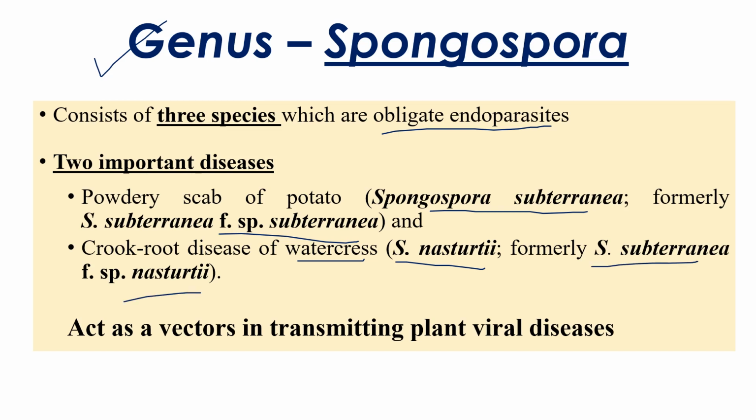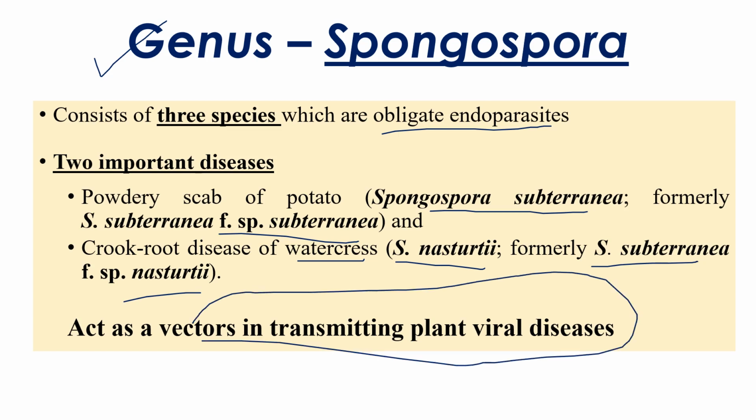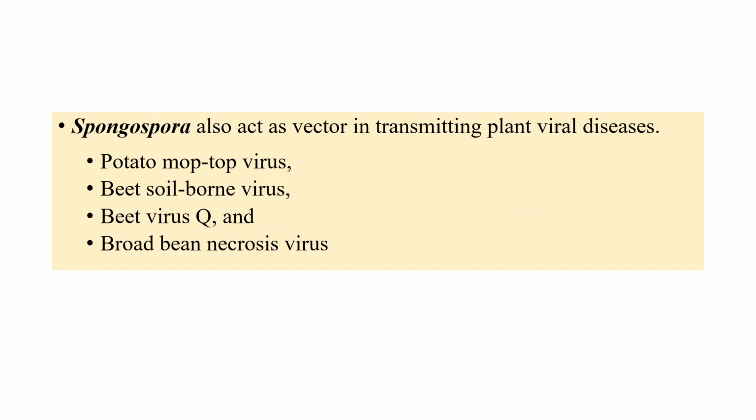This genus Spongospora commonly acts as a vector for transmitting plant viral diseases. These are the different kinds of viral diseases spread by Spongospora: potato mop top virus, beet soil-borne virus, beet virus Q, and broad bean necrosis virus. These are all the viruses transmitted by the genus Spongospora.